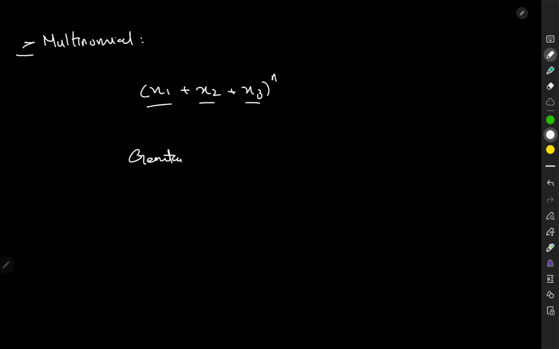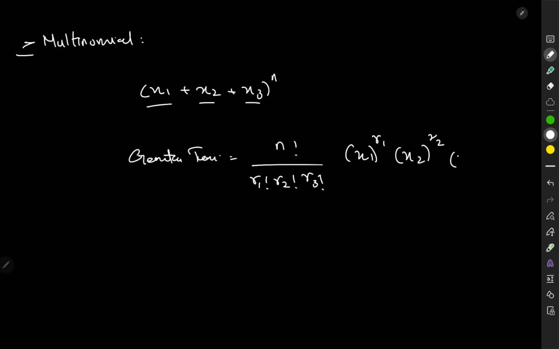It will be simply like that: n factorial divided by r1 factorial, r2 factorial and r3 factorial. And the term will be x1 to the power r1, x2 to the power r2, x3 to the power r3, and r1 plus r2 plus r3 will be equal to n.